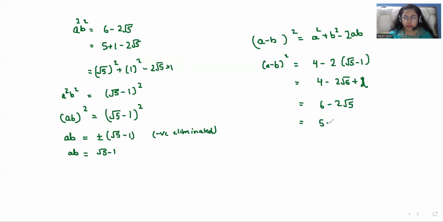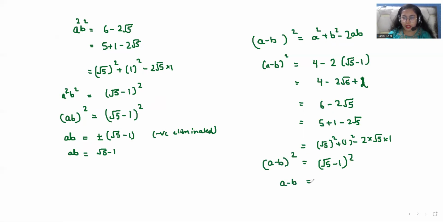Again, 6 I can write as 5 plus 1 minus 2 root 5. Or I can say that it again becomes the formula: root 5 square plus 1 square minus 2 times root 5 times 1. So it becomes root 5 minus 1 whole square. Again, we have the value A minus B whole square. So the value of A minus B is plus root 5 minus 1 or negative root 5 minus 1. As we already discussed that A and B both are square roots, so we will eliminate the negative value. So the value of A minus B will be root 5 minus 1.